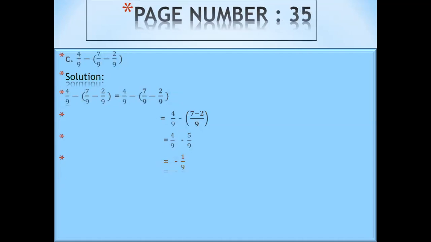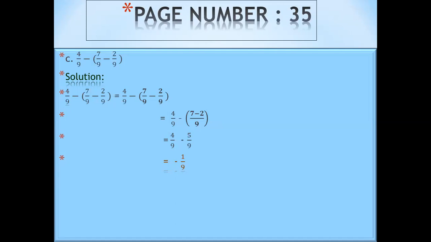Come to the part C. 4 over 9 minus 7 over 9 minus 2 over 9. So first we concentrate on the bracket. Which two fractions are given there? 7 over 9 minus 2 over 9. Denominator is same, 9. So we only subtract the numerators. 7 minus 2 is 5.